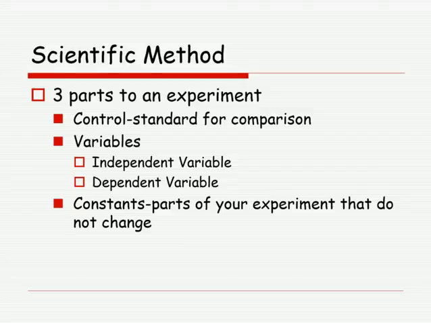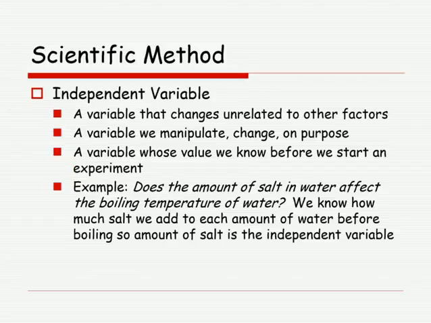So any quality scientific experiment is going to have at least three parts to it. You're going to have a control or a standard for comparison. You're going to have variables, and you're going to have constants. Now, there are two types of variables, independent and dependent. The independent variable is something that changes completely unrelated to anything else because you, the scientist, change it. You manipulate it, you change it on purpose.